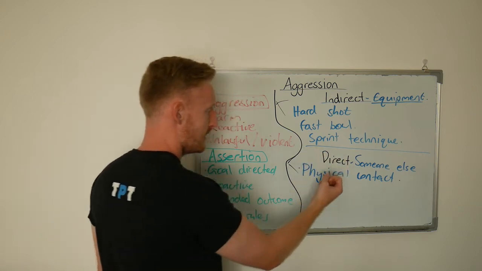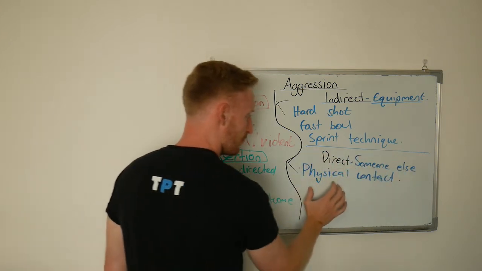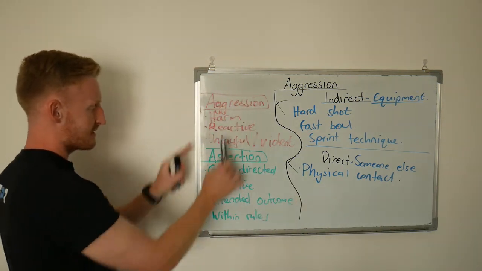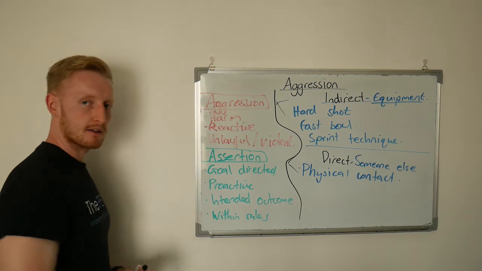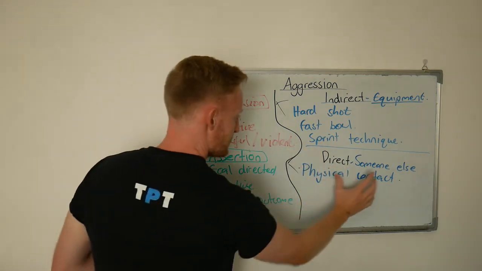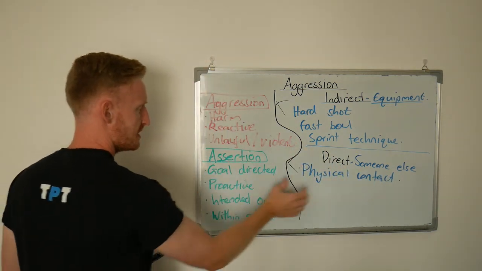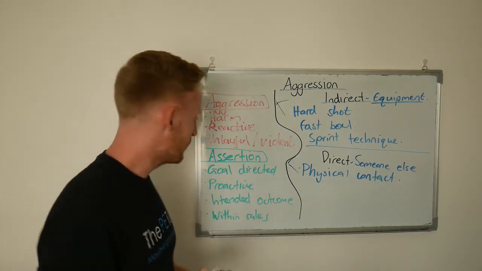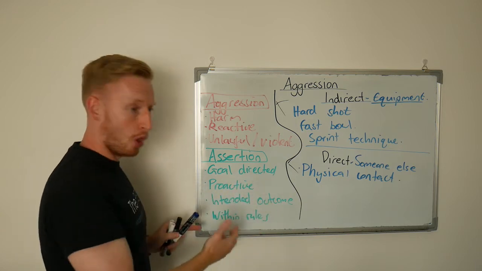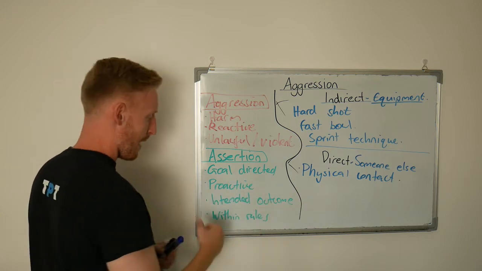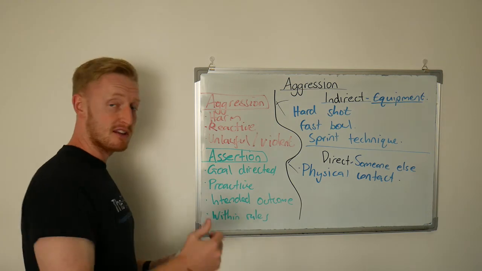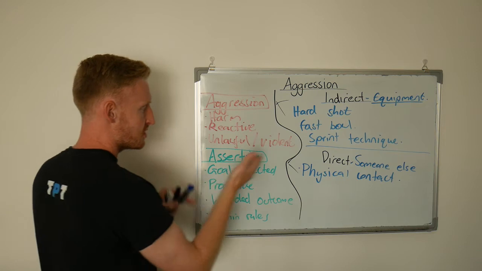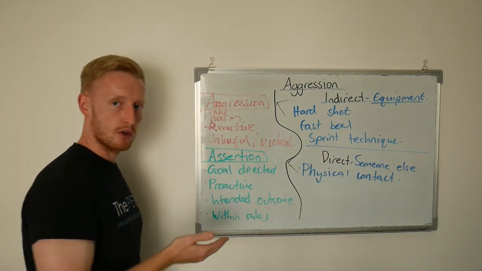So direct is when someone else is involved, there's physical contact between someone and an opponent, but these things still occur. So it could be a fight, an aggressive physical contact. An assertive physical contact could be a rugby tackle, where there is that contact with the opponent, but if it's below the shoulder line, if they wrap properly, if the intended outcome is to slow them down and not to hurt them intentionally, then that would be assertive or direct assertion.